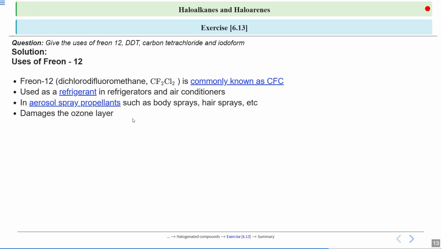It damages the ozone layer. This is the environmental impact of the use of freons, that it damages the ozone layer, leading to the depletion of the ozone layer.